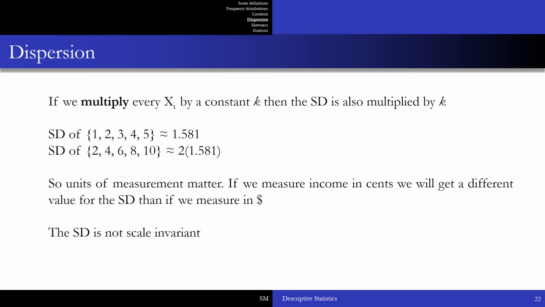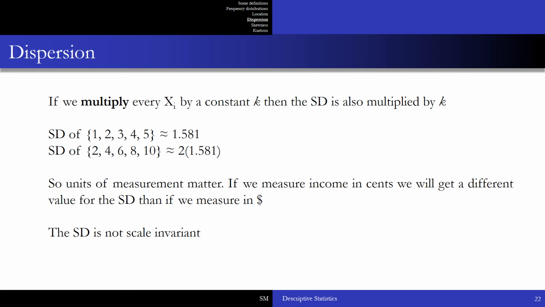If we multiply every observation, either in a sample or in a population, by a constant with a value of k, then the standard deviation is also multiplied by k. So the standard deviation of 1, 2, 3, 4, 5 is approximately 1.58, and the standard deviation of 1, 2, 3, 4, 5 multiplied by 2, in other words 2, 4, 6, 8, 10, is twice 1.581. The standard deviation of the first set of numbers multiplied by 2.